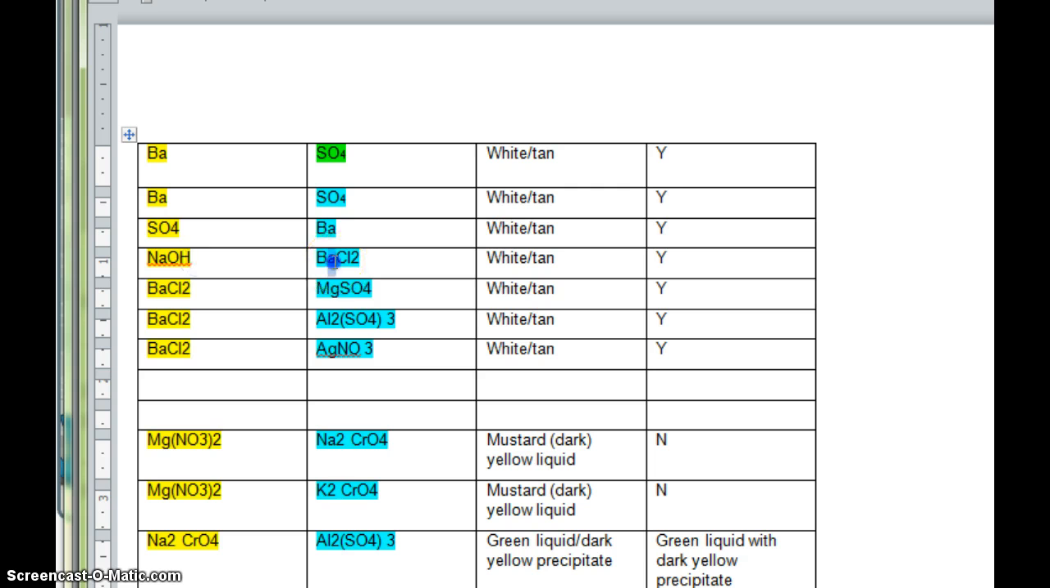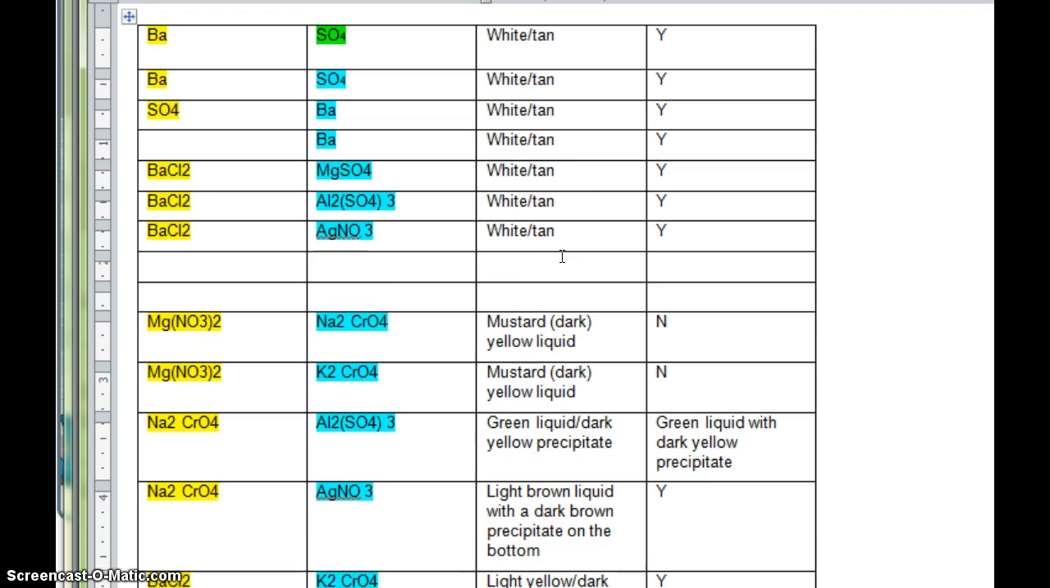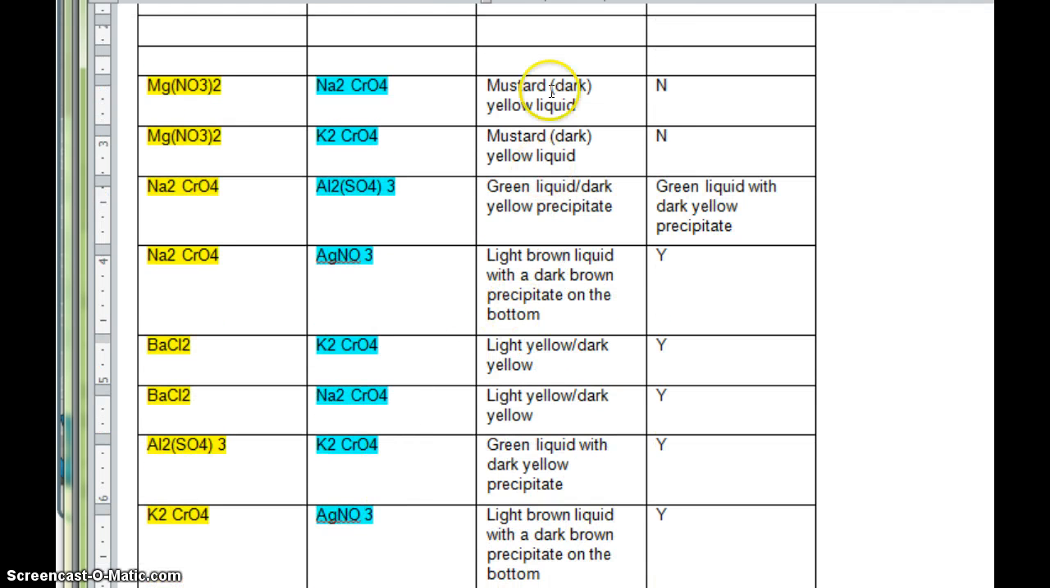Well, if we look here, it has a Ba. Does it have an SO4? Nope. So right there, it tells us that Ba, barium, is an element that causes the white reaction. So it's kind of cool how you can figure that part out. All right, so let's look down here. Now what do we see?